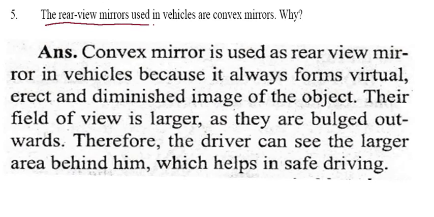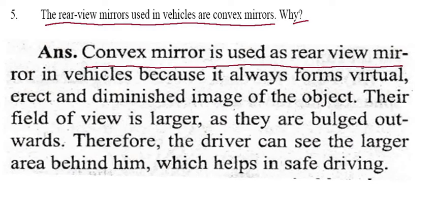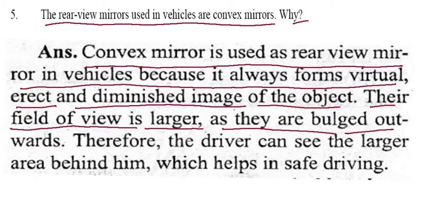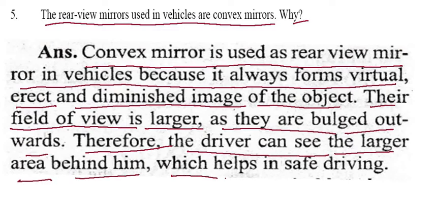The rear view mirror used in vehicles is a convex mirror. Why? So you can write the answer. Convex mirror is used as rear view mirror in the vehicle because it always forms a virtual, erect and diminished image of the object. Their field of view is larger as they are bulged outwards. Therefore, the driver can see a larger area behind him, which helps in safe driving. So that is the reason why it is used.